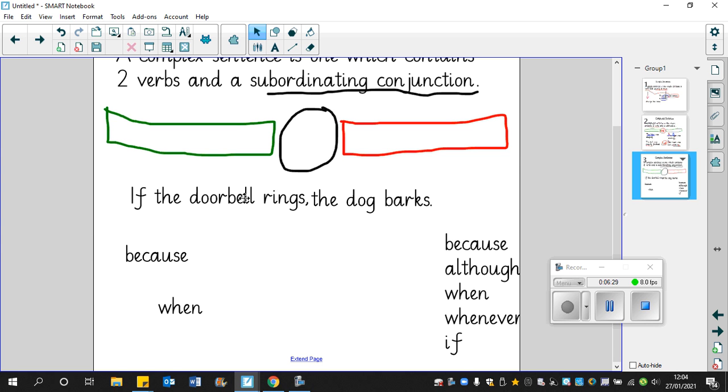Okay, that's all I'm going to say about complex sentences. I hope that helps.